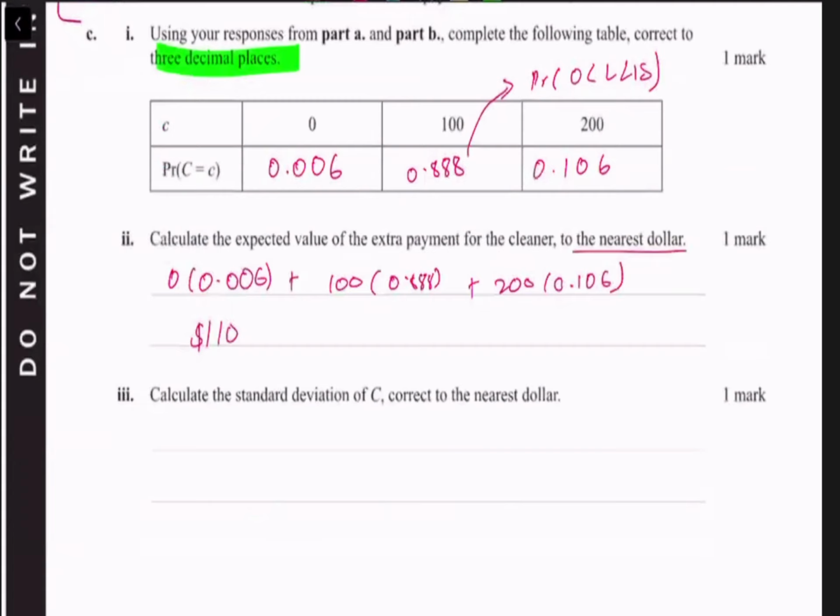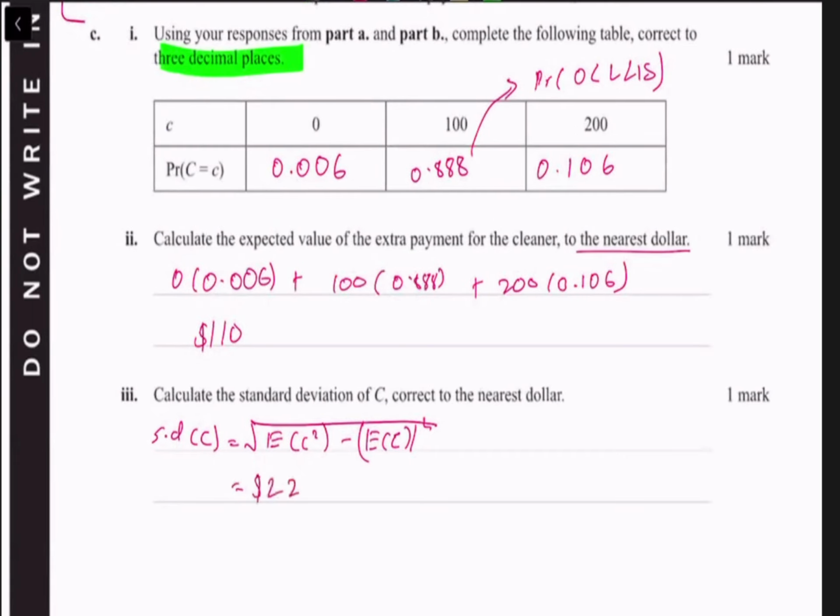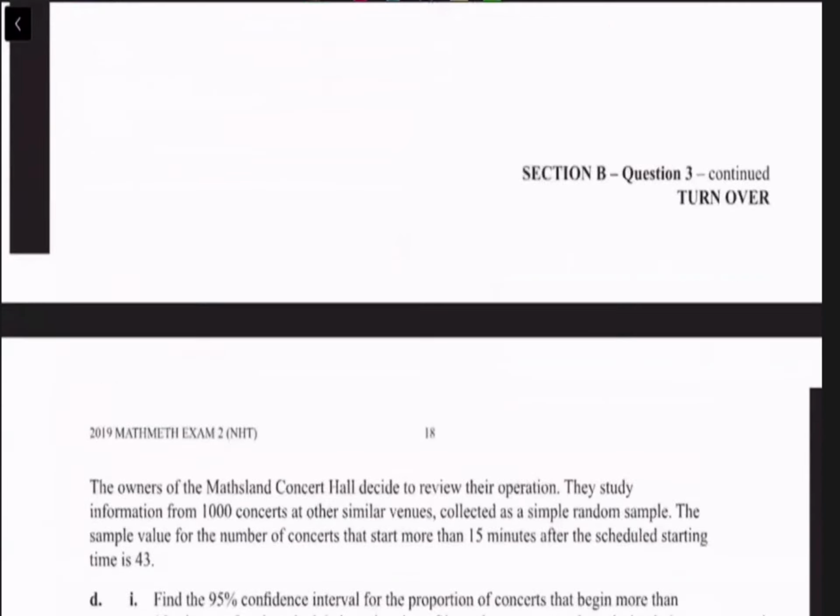So calculate the standard deviation. The standard deviation of C is going to be the expected value of the square minus the expected value squared, and the square root of the whole thing. So just do it as you normally would, and you should get $32 to the nearest dollar.